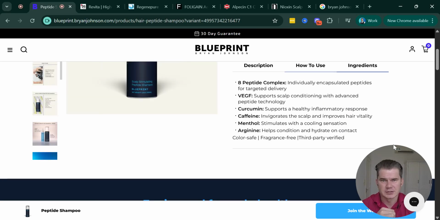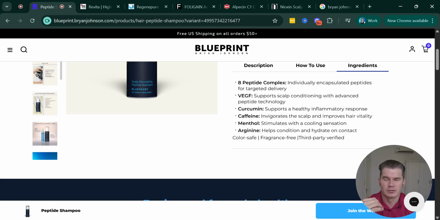Let's take a look at the ingredients. Unfortunately, it doesn't state inactive ingredients, which is also very important. We want to know what components are used to hold the shampoo together, right? We can only see the active components in the formulation of the shampoo. And we can see that it has a peptide complex. Again, I would like to see what type of peptides there are. The amount of them, for example, could be highly beneficial.